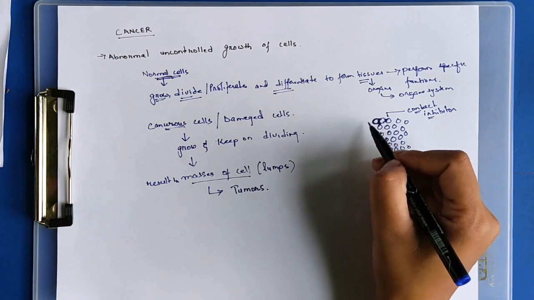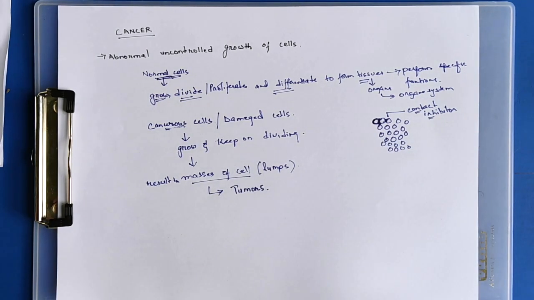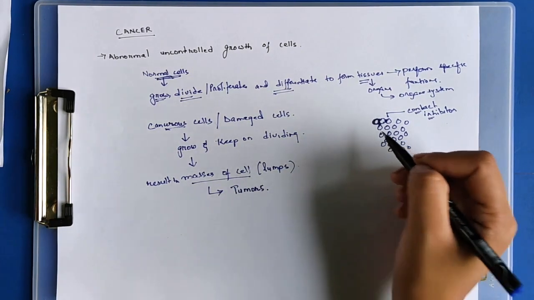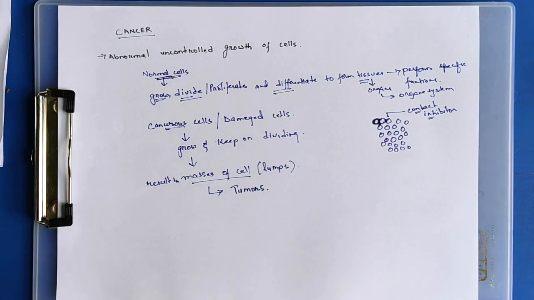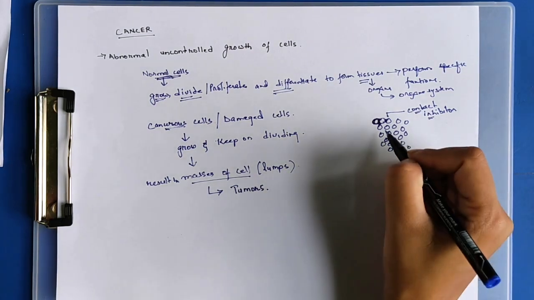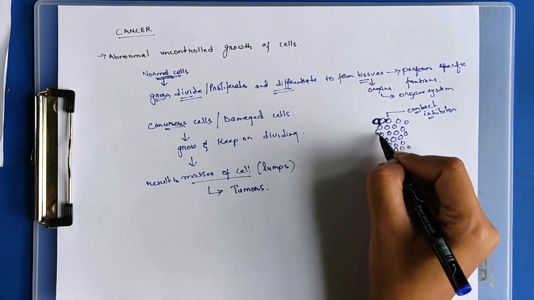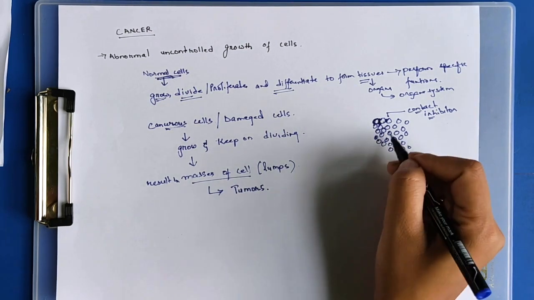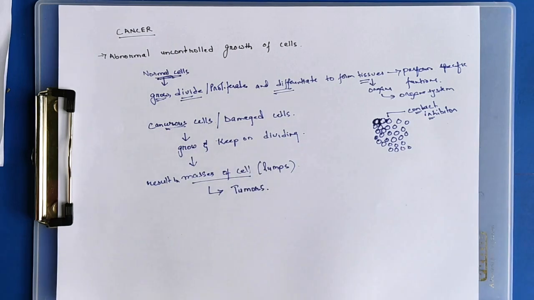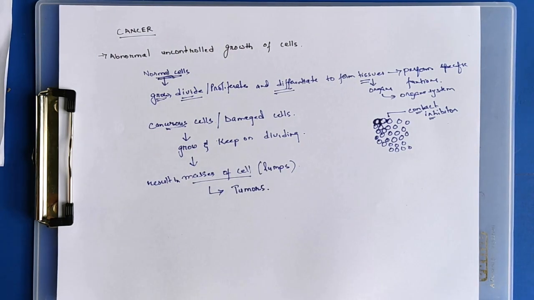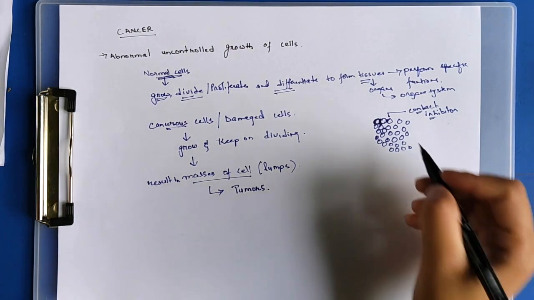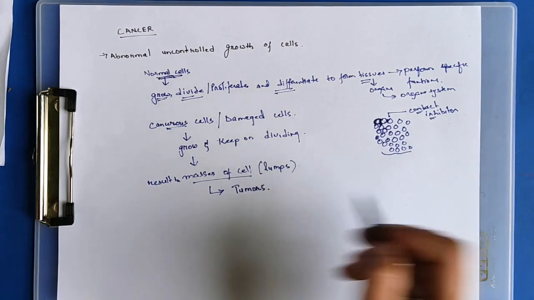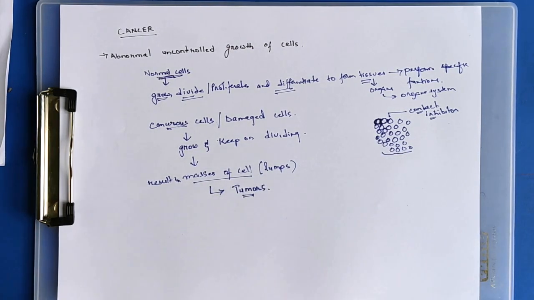When a normal cell becomes a cancerous cell, the cancerous cells will keep on dividing without stopping. Then in that particular area a mass of cells will be formed, which will appear as a lump. It is termed a tumor.